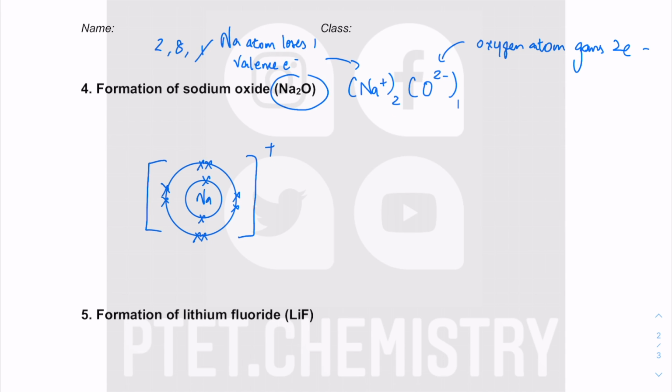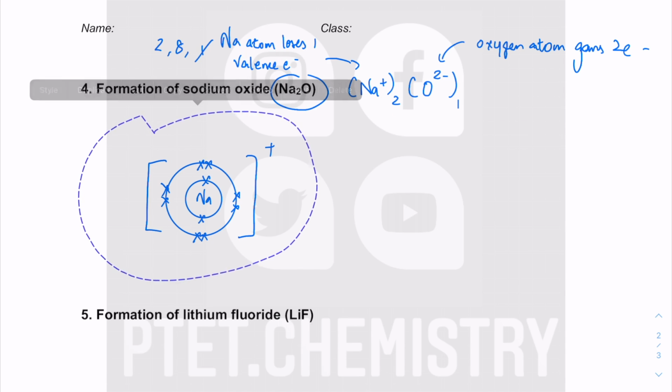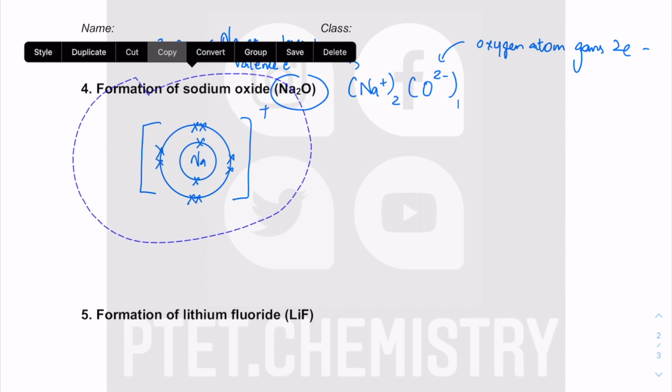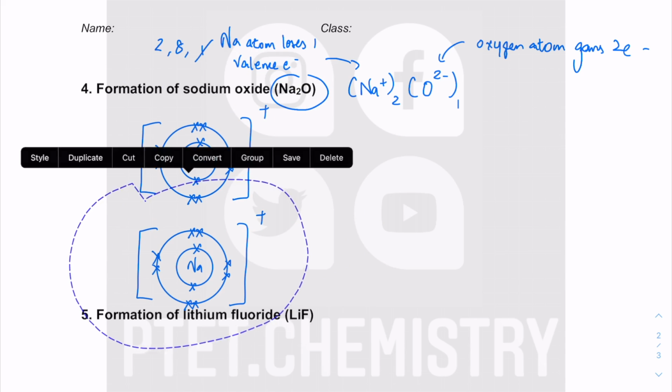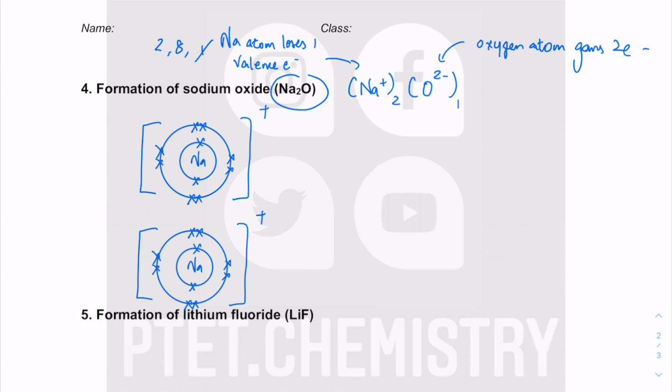I need 2 of the plus 1. So what I can do is I can just copy paste it. It's easily done on my screen here. Each of these is a plus 1. This has lost 1 electron from the atom. If I have 2 of them, I lost 2 electrons total.